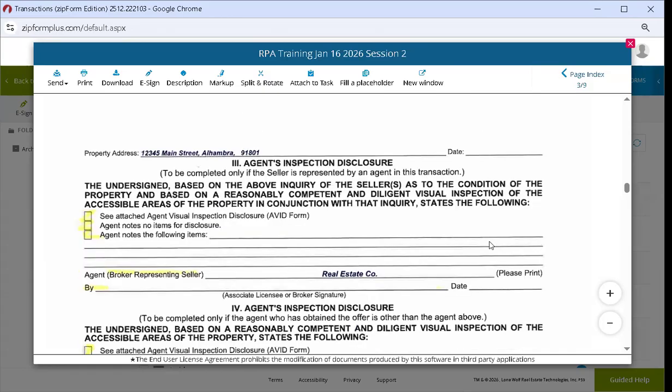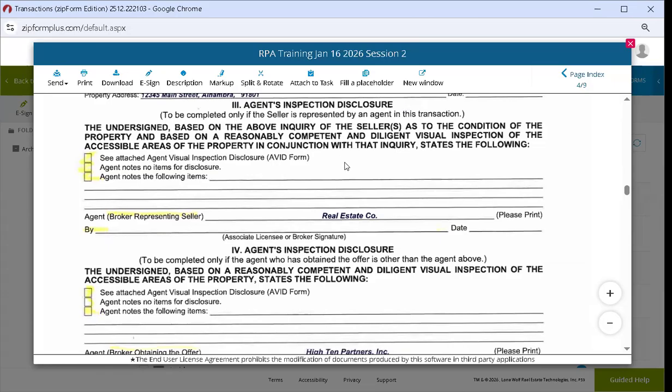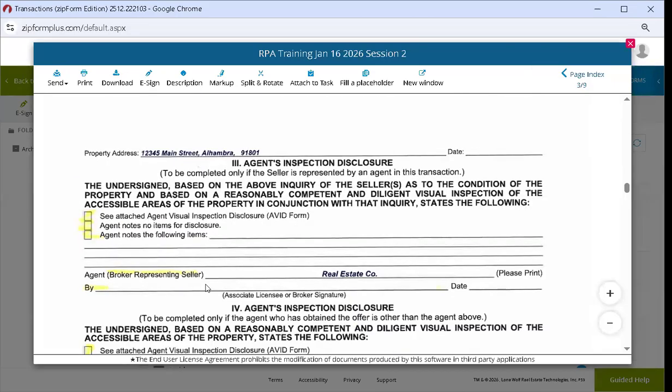So the other portion that needs to be completed for the TDS to be complete per the contract and the Civil Code: if there is an agent, they need to complete this. So you see here, this is the broker representing the seller, which will be Coldwell Banker, High 10 Partners, Inc., or High 10 George Realty. We DBA as that for residential.